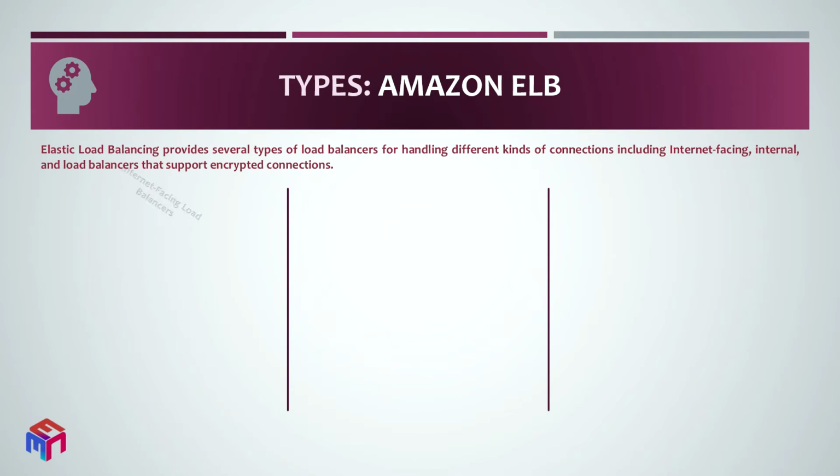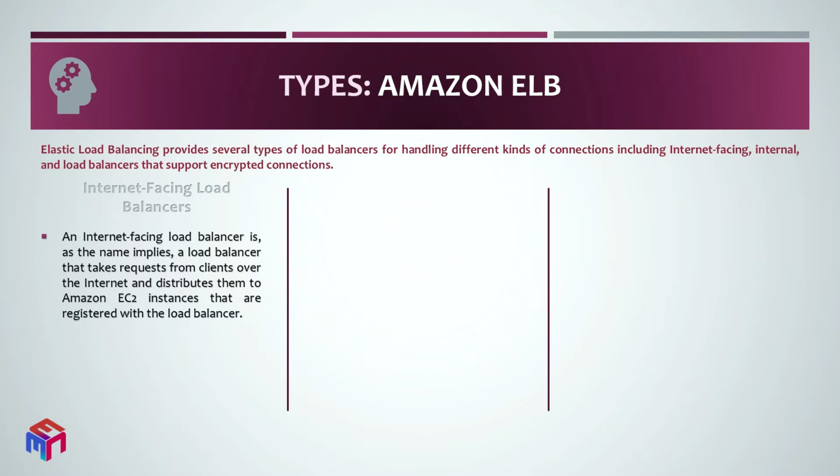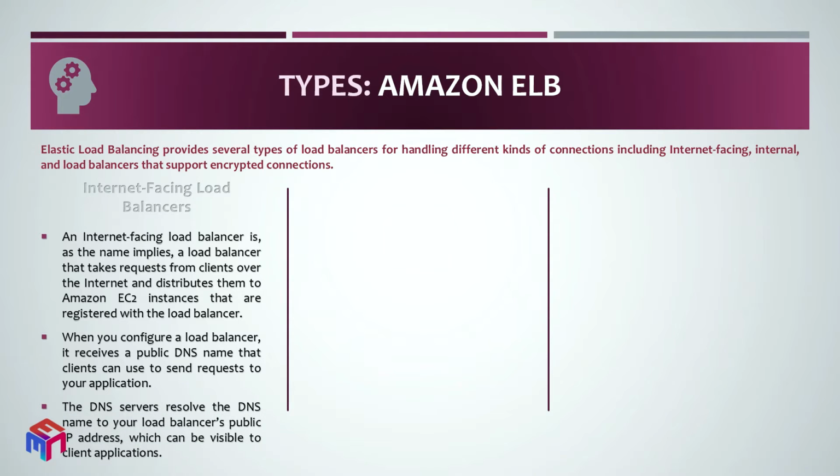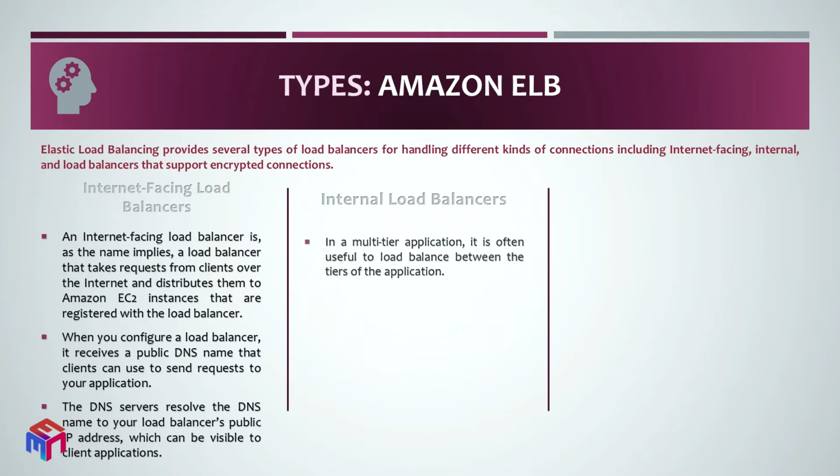Elastic Load Balancing provides several types of load balancers for handling different kinds of connections, including internet-facing, internal, and load balancers that support encrypted connections. There are three types of load balancers we have in AWS. Number 1, internet-facing load balancers, 2, internal load balancers, and number 3, HTTPS load balancers.